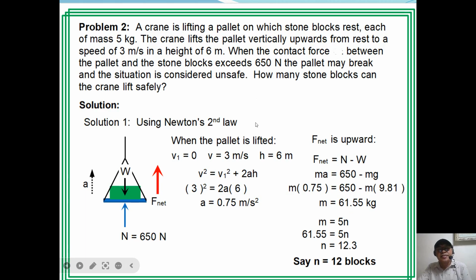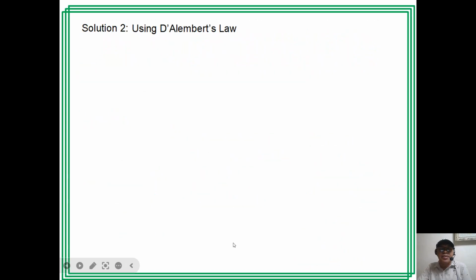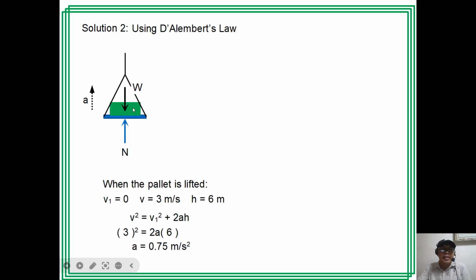Okay, so this is Newton's second law. Now, how about if we will use our D'Alembert's principle? Okay, so still we have the same figure. And since this is accelerated upward, we apply the reverse effective force downward, mass times acceleration. So the same motion, so the acceleration is still 0.75.